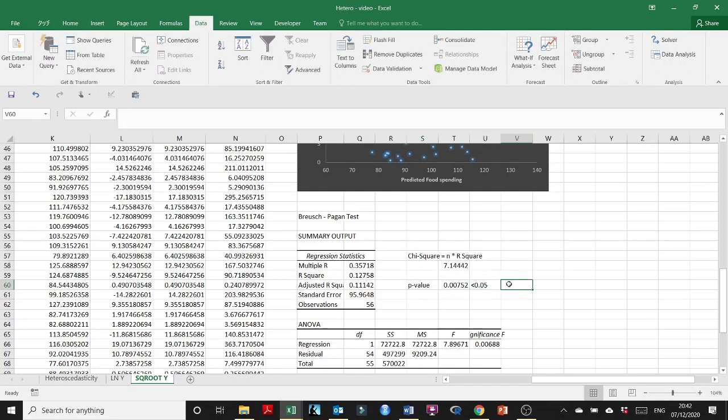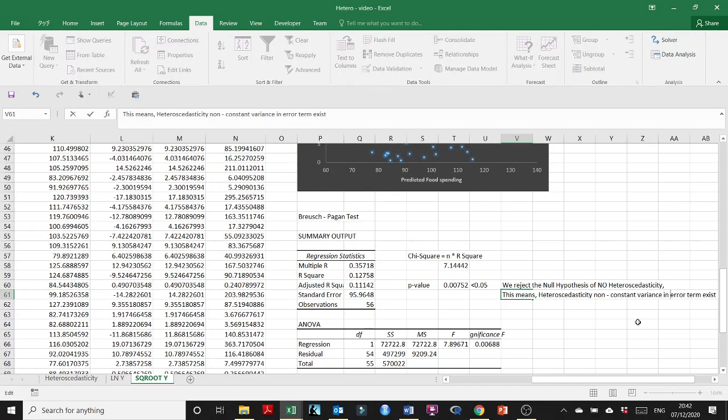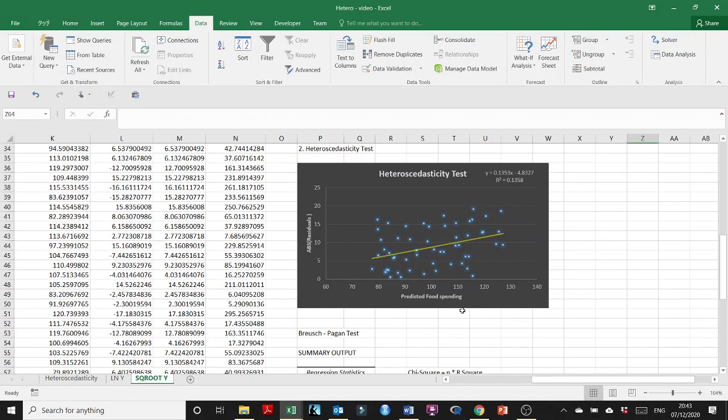This means that we reject the null hypothesis of no heteroscedasticity. This means heteroscedasticity, which is the non-constant error term, exists. Non-constant variance, actually. Non-constant variance in the error term exists. Yeah, so this is problematic.